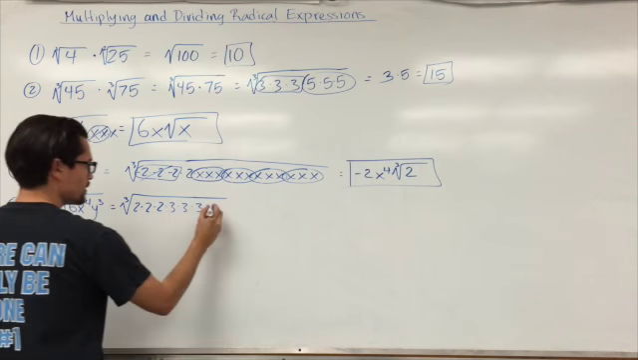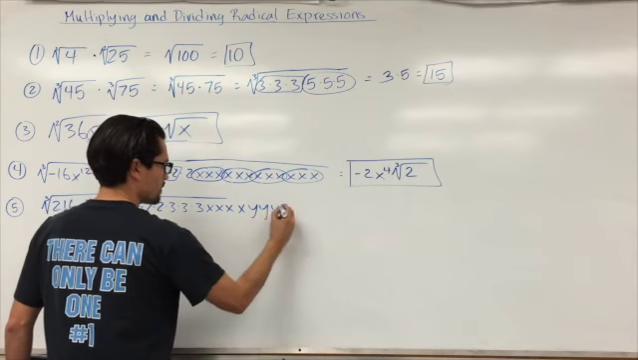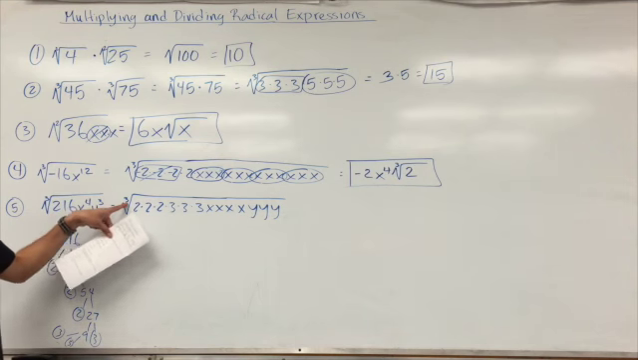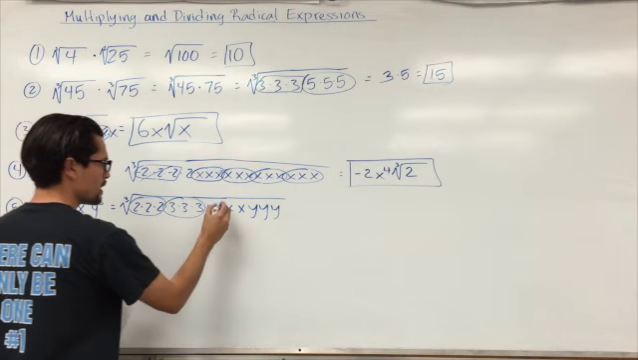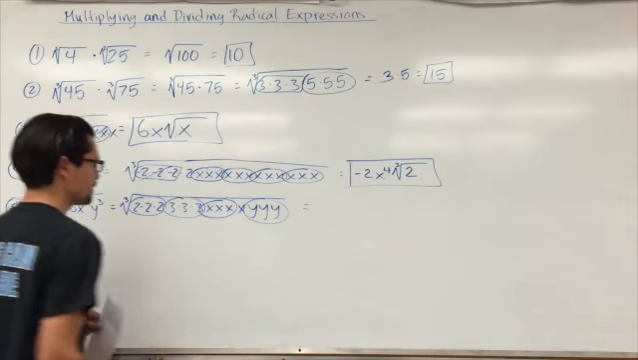And then 4 x's and 3 y's. That's what I have. And again, we're looking for triples. We're looking for sets of 3. Here's a set of 3 2's, a set of 3 3's, a set of 3 x's, and a set of 3 y's. And now we break them out.